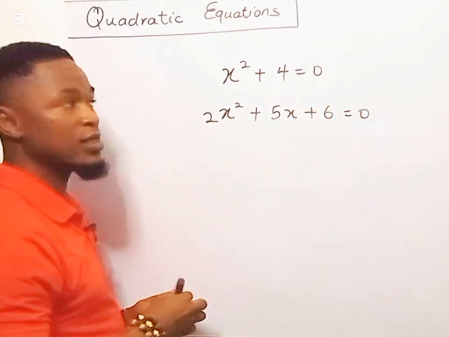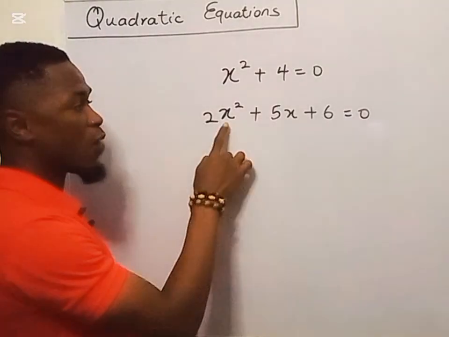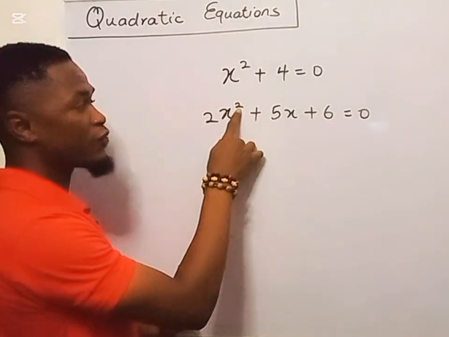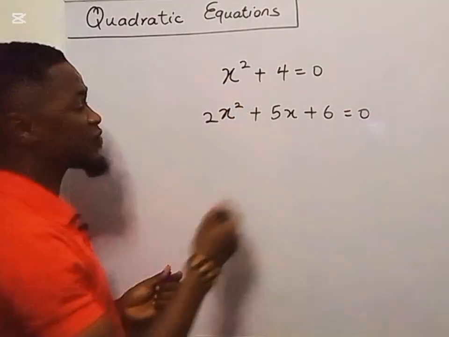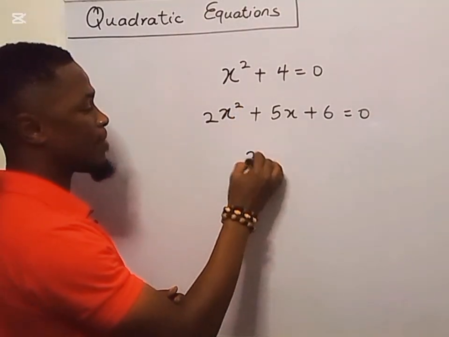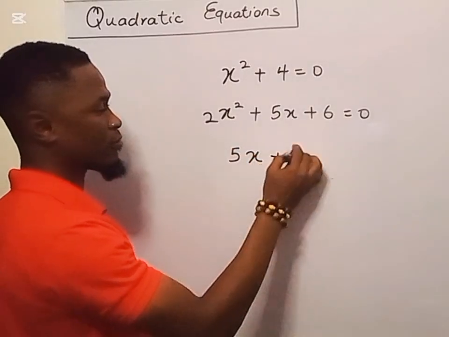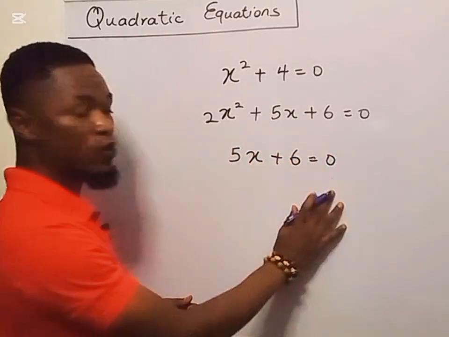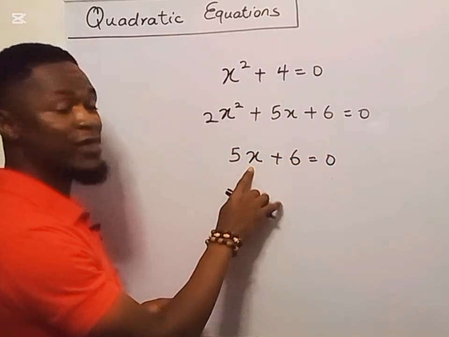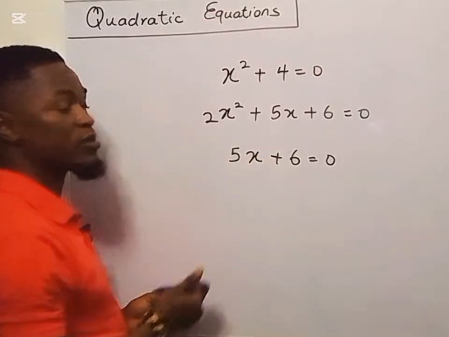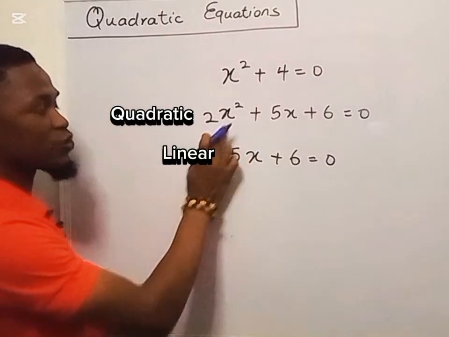So you can see in these two equations, our x is raised to the power of 2. That is the highest power of x. If you have something like this, this is not a quadratic equation because the highest power of x is 1 and not equal to 2. So this is linear. This is quadratic.